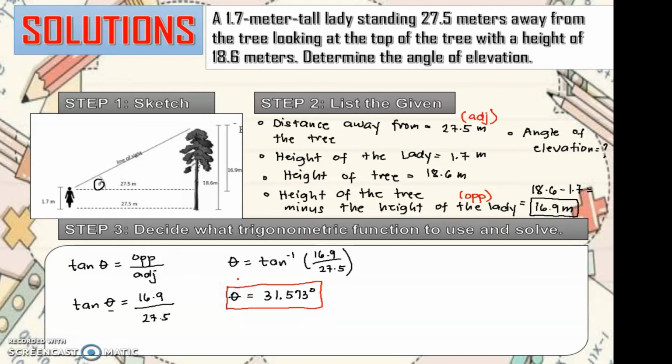So you need to finalize your answer by having the conclusion. Therefore, the angle of elevation is 31.57 degrees. And that's it, class. That is all the problems that we have here in solving problems involving angle of elevation and angle of depression.